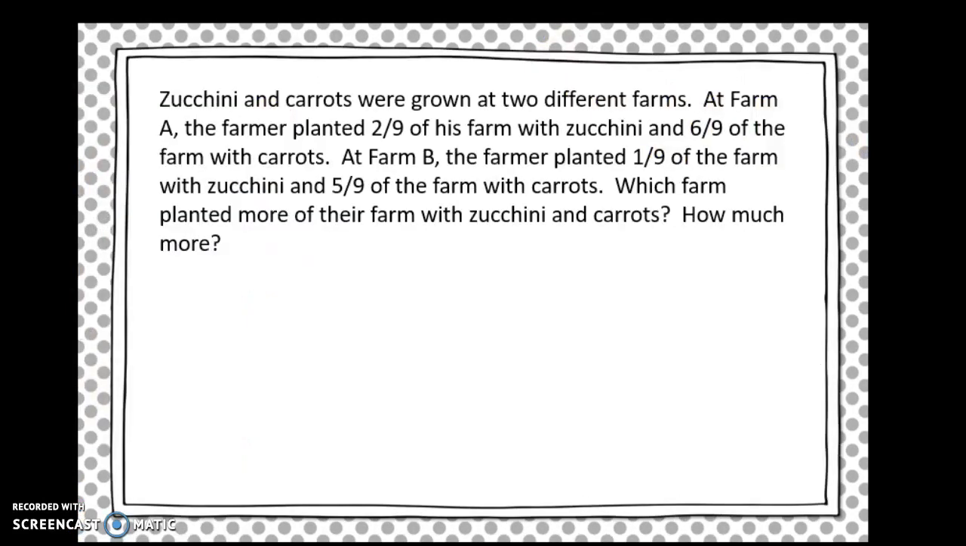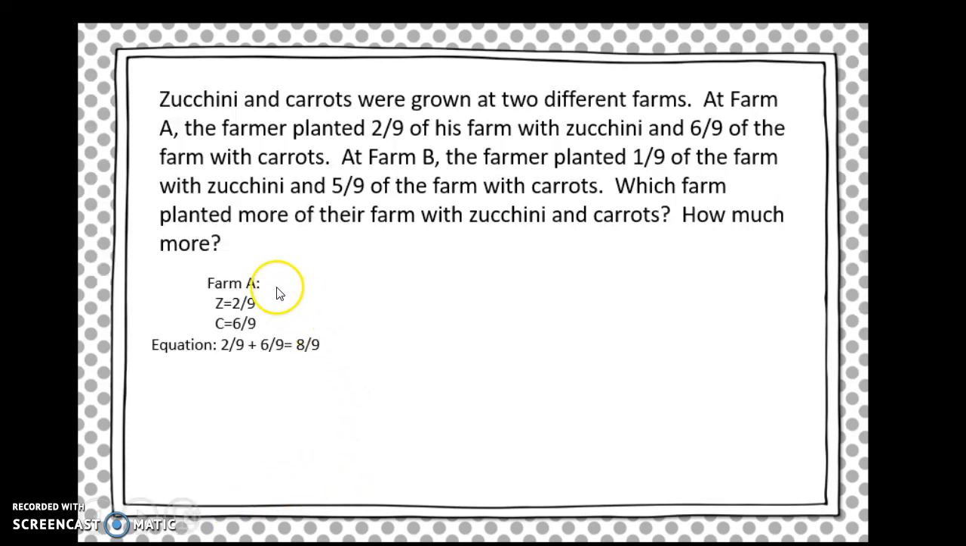So let's go ahead and do a practice problem. The following problem says zucchini and carrots were grown at two different farms. At Farm A, the farmer planted 2/9 of his farm with zucchini and 6/9 of the farm with carrots. At Farm B, the farmer planted 1/9 of the farm with zucchini and 5/9 of the farm with carrots. Which farm planted more of their farm with zucchini and carrots? How much more?